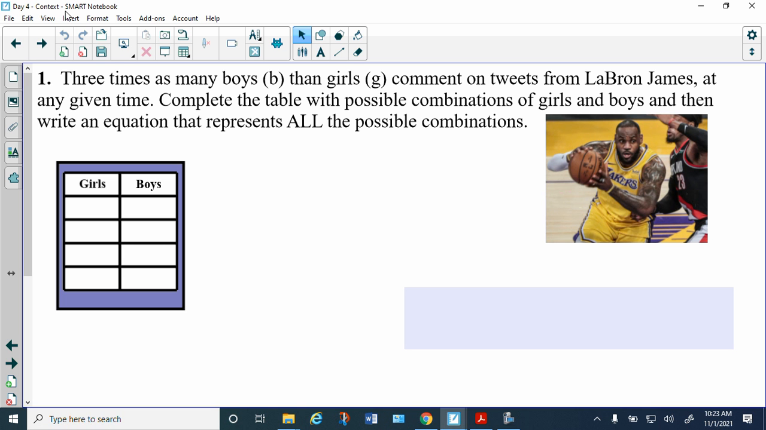And so we're just going to use logic, right? If one girl tweeted, then 3 boys would have tweeted, right? 3 times as many. If 2 girls tweeted, 3 times as many as 2 is 6, right? 2 times 3 is 6. 3, 9, et cetera. So we're just using common sense. And even if we hear ourselves, we know that the slope is 3 because we're multiplying everything by 3. That's our rate of change.